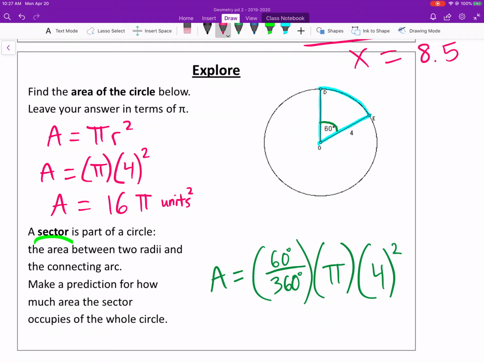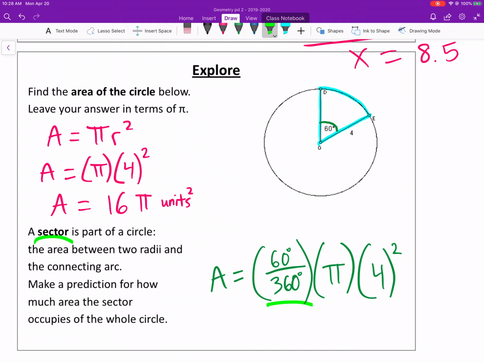So the same exact formula, except we have this fraction in front of it. You're essentially multiplying the area of the circle by a fraction. Why? Because a sector is a fraction of the circle. Now, the actual answer to your prediction was 1/6. Where am I getting 1/6 from? Well, 60 over 360 simplifies to 1/6. So this sector occupies 1/6 of the circle.